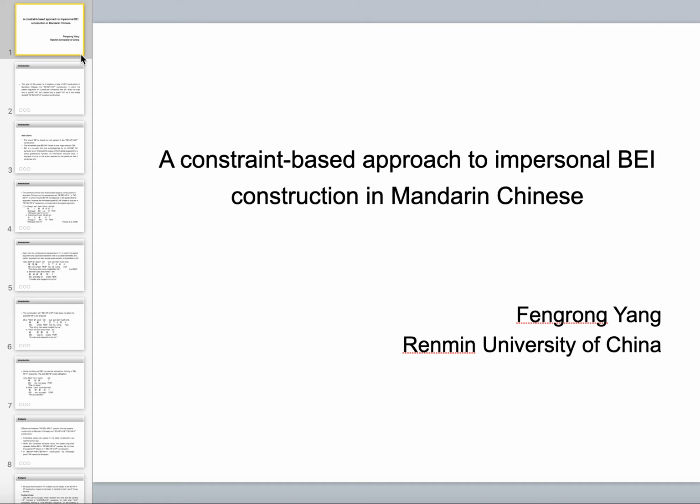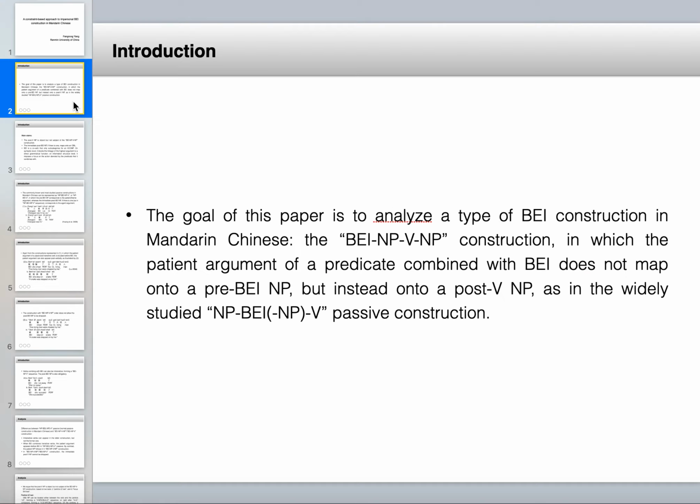I'm presenting the paper about impersonal BEI construction in Mandarin Chinese. The goal of this paper is to analyze a type of BEI construction in Mandarin Chinese, the BEI NP-VNP construction, in which the patient argument appears after V, in contrast with the pre-BEI position in normal passive.